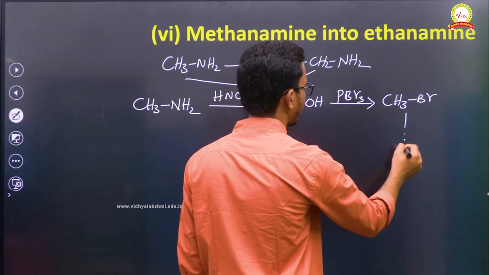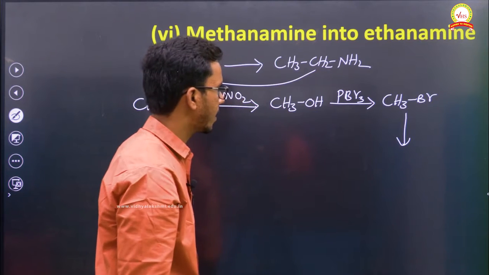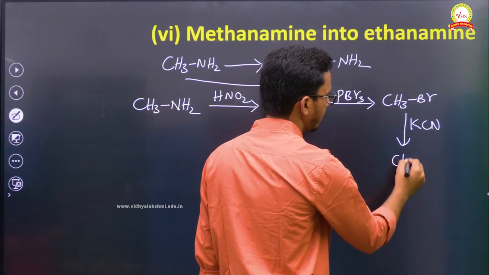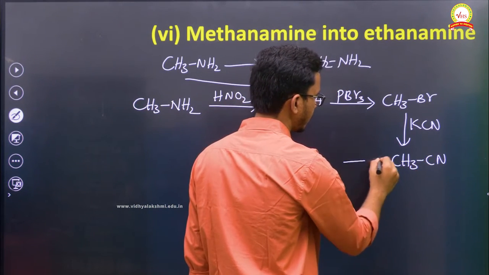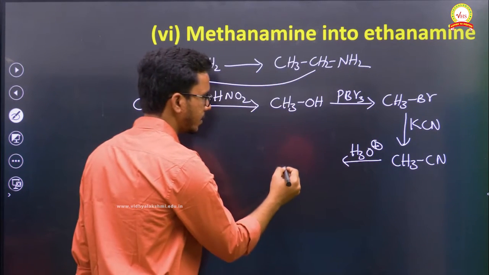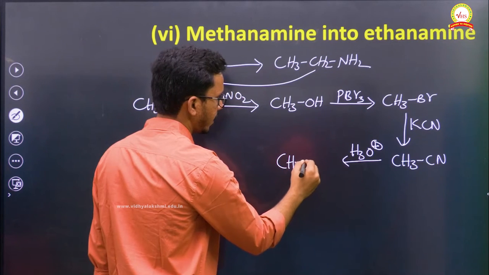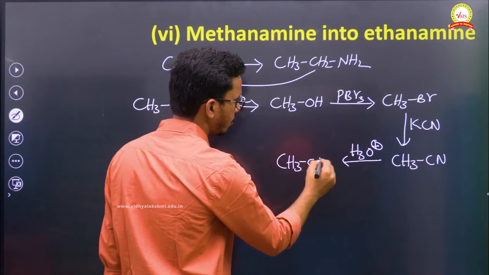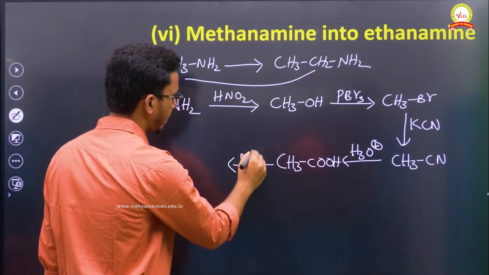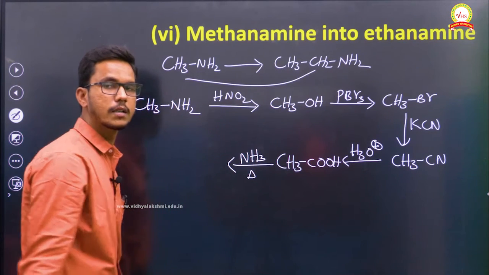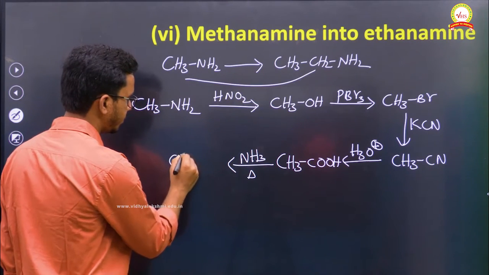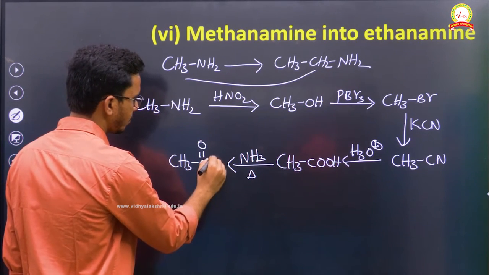This CH3Br on reaction with KCN or NaCN. What will we get? We will get CH3CN. This CH3CN on complete hydrolysis, that is H3O plus, what will we get? We will get the respective carboxylic acid, that is CH3COOH. This one on reaction with NH3 on heating. We have already discussed the carboxylic acids react with ammonia followed by heating, gives what? The respective amides, that is CH3C double bond O NH2.